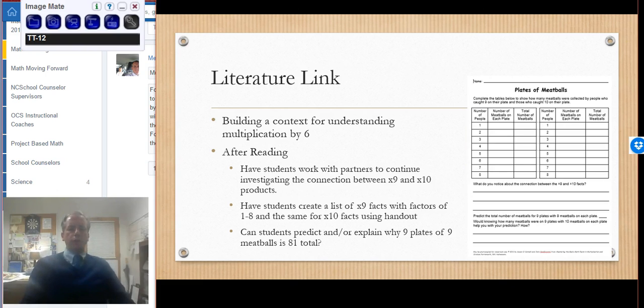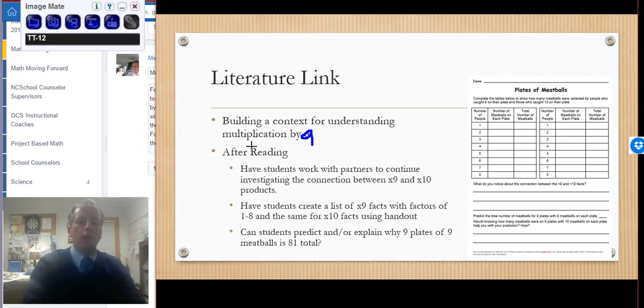So in order for kids to start to recognize this, we're going to have to structure it for them. We're going to have to give them some chances to look at multiple scenarios, right? So let's again look at building a context for understanding this by 9. And again, my apologies here for having 6 on there.